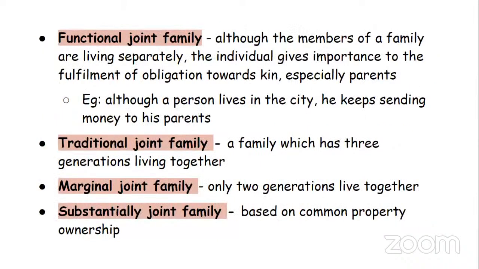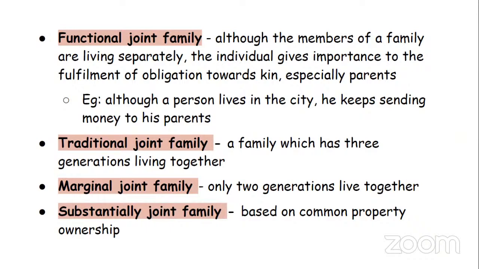Then he also talked about another type of family, which is functional joint family. So in this type of families, although the members of a family are living separately, the individual gives importance to the fulfillment of obligation towards kin, especially parents. So in this type of family, the members of the family might be living separately in some other places. But still, even though they are living far away, the individual gives importance to fulfilling their obligation or duty towards kin, especially their parents.